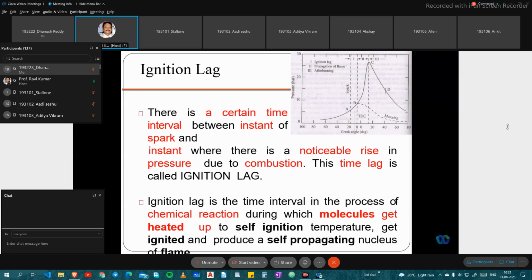The ignition lag is the time interval in the process of chemical reaction during which molecules get heated up to self-ignition temperature, get ignited and produce a self-propagating nucleus of the flame.